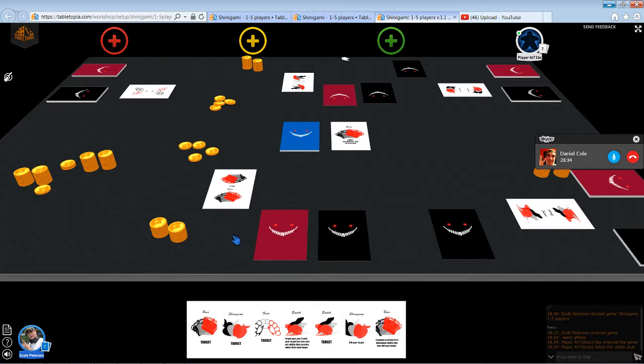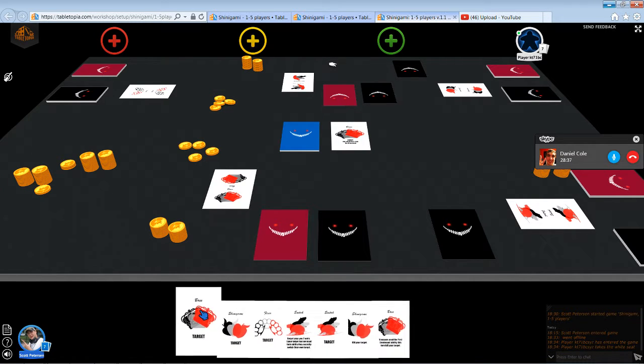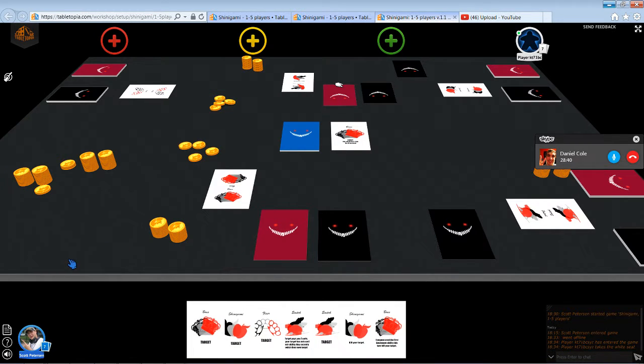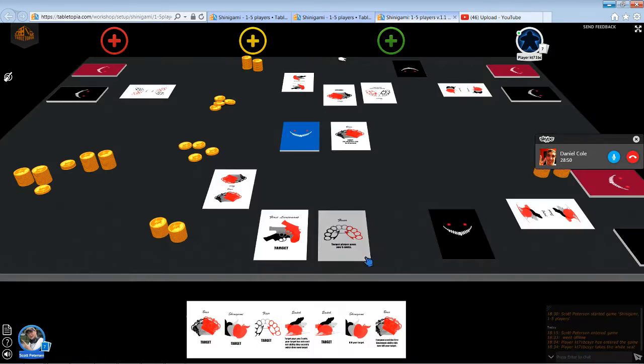So since I went first last turn, he goes first now, revealing his target and ability. Targeted you. And I want five. Okay. I targeted him, and I also want five.